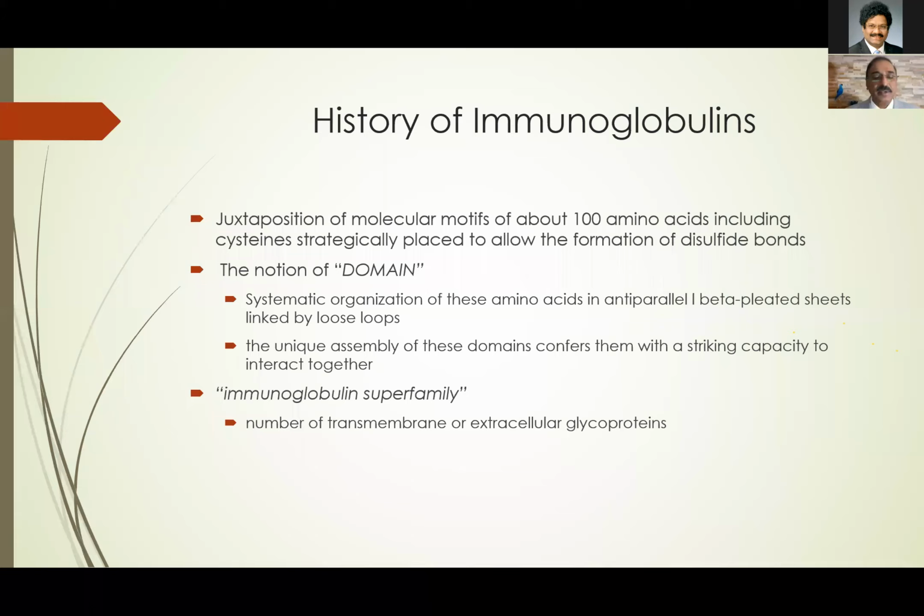are surface molecules. So we call the whole thing the immunoglobulin superfamily, which also includes transmembrane or extracellular glycoproteins, with domains that have similar arrangements of beta-pleated sheets, as well as loops, functioning in the immune system.